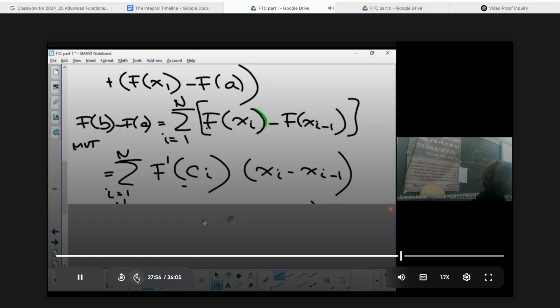What do I know about the big F prime? Show me somehow with your hands. Make me understand, Visha. Make me understand, Kubi. Alec, make me understand. What is big F prime? The derivative of big F. What is it?